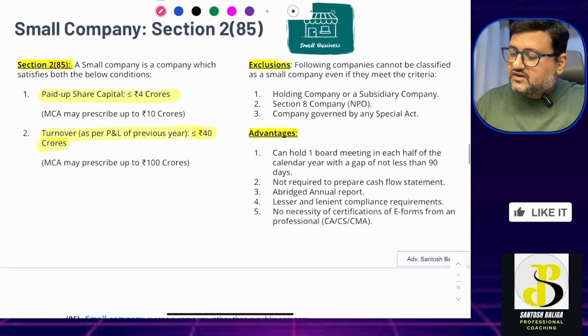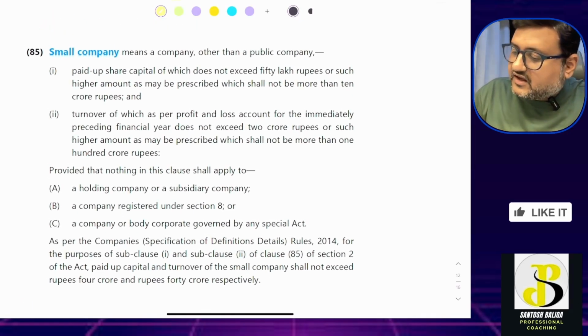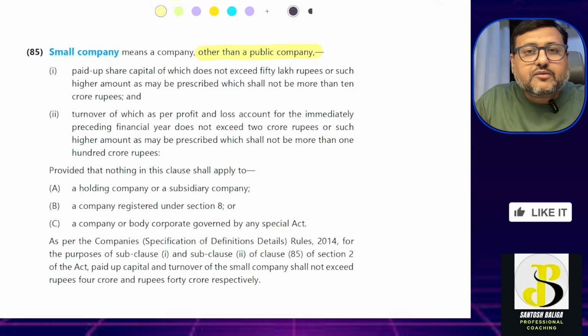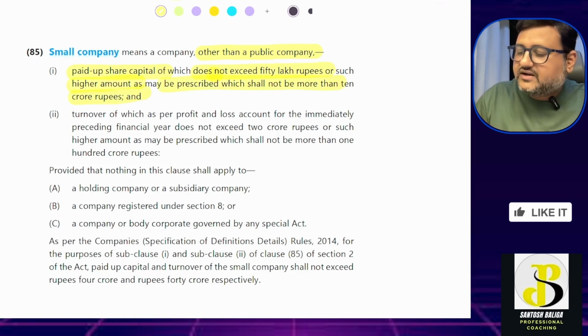definition of small company. Small company means a company other than public company. That means it is a private company. It cannot be a public company. Okay. Paid up share capital of which does not exceed 50 lakh rupees or such higher amount as may be prescribed, which shall not be more than 10 crore rupees.